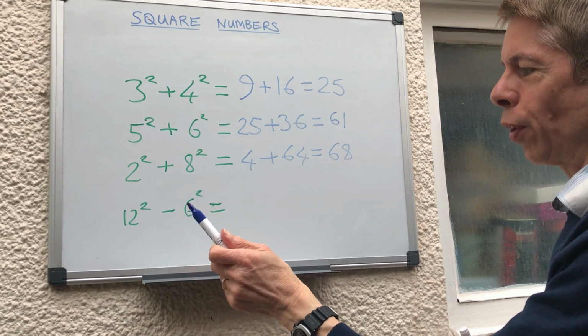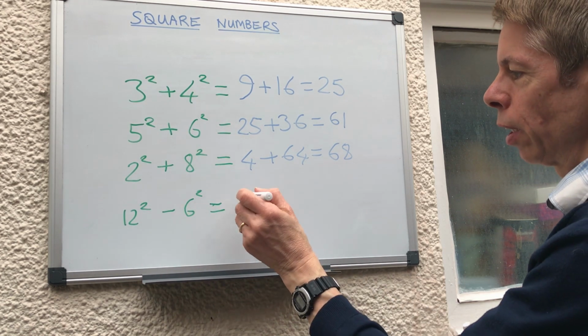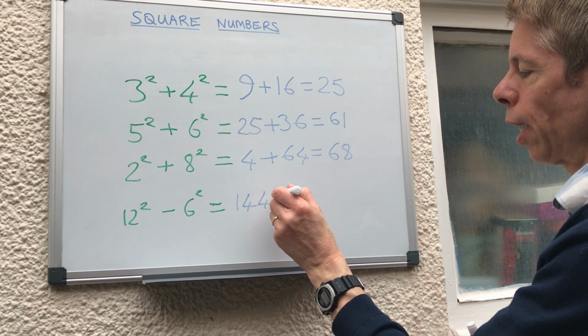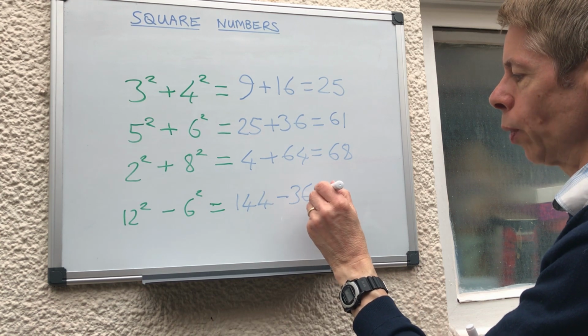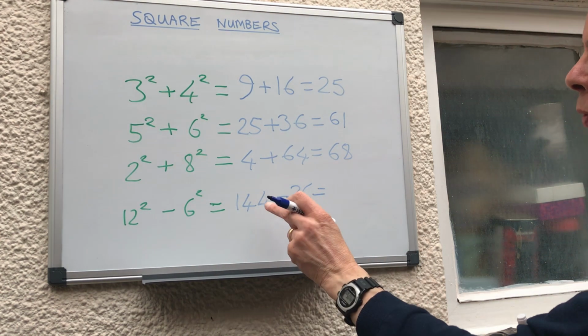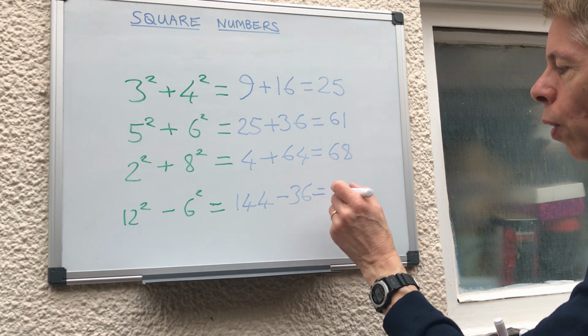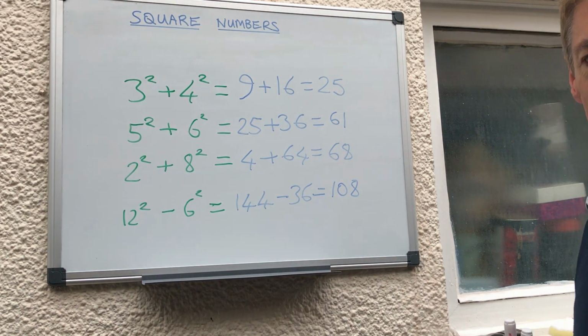Right, hopefully you noticed we've changed from adding to taking away. So 12 squared is 144, take away 6 squared is 36. So what I would probably do here, I would just take away 40, which gives us 104, add back 4 to give us 108. Brilliant.